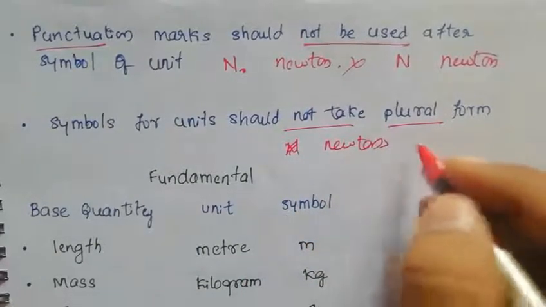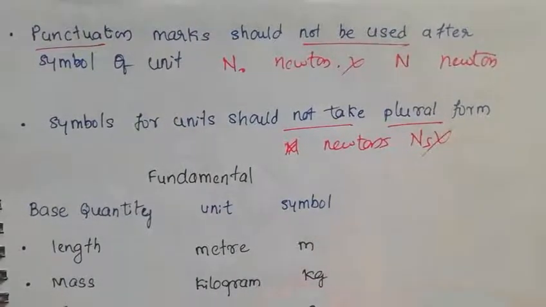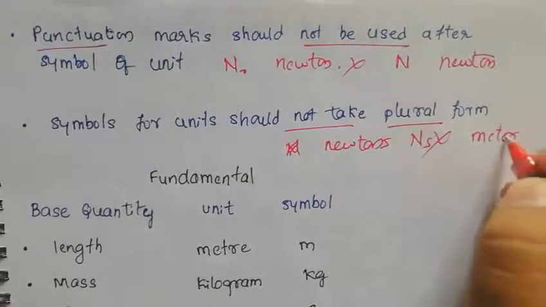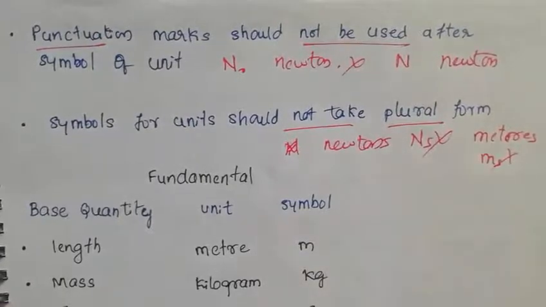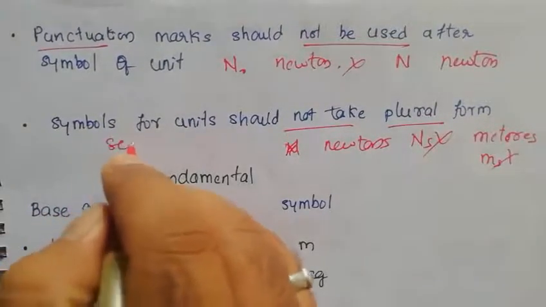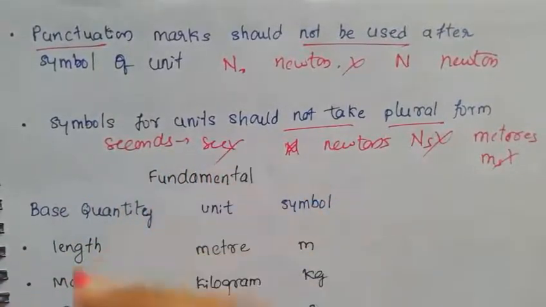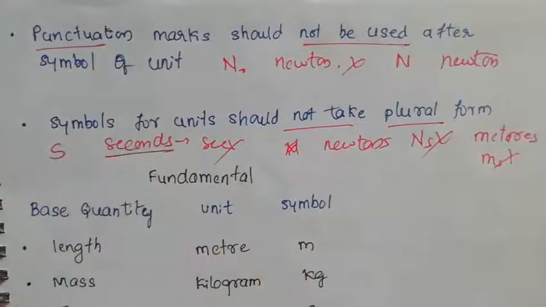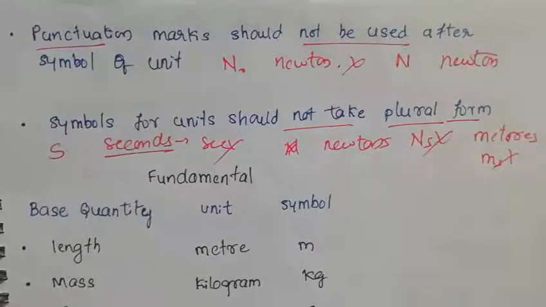Newtons as what now? NS, but it is not allowed. Meters as MS, not allowed. Where especially they will make seconds. They will write what now? Sec, not allowed. Either use second or use the complete name. Plural forms are not allowed. That is, when you are writing units, you should be very careful about these things.